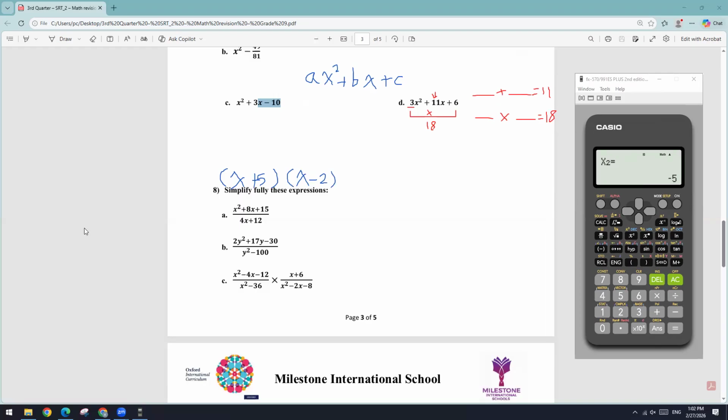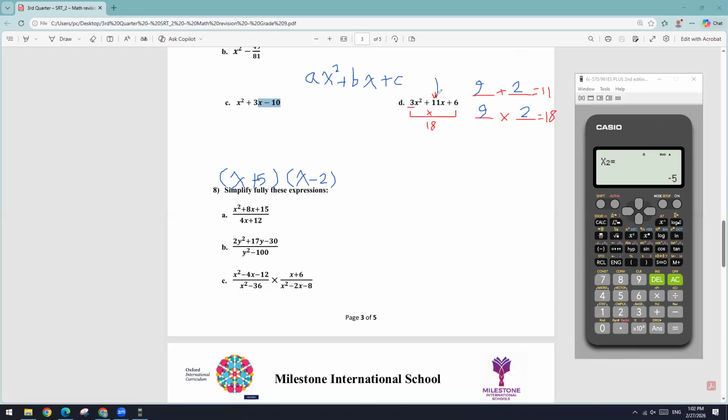Now all the values are positive. So which two values, if I multiply them, I get 18. We have 9 times 2. So 9 plus 2 is 11, correct? 9 times 2 is 18. But now, do I write them in a bracket? No. In this case, you don't write them in a bracket.